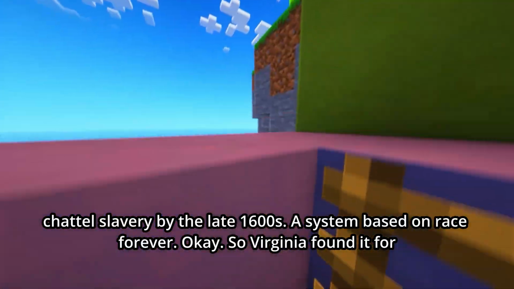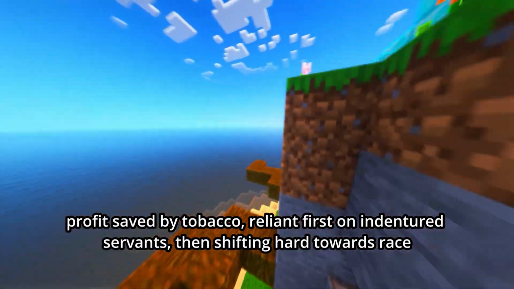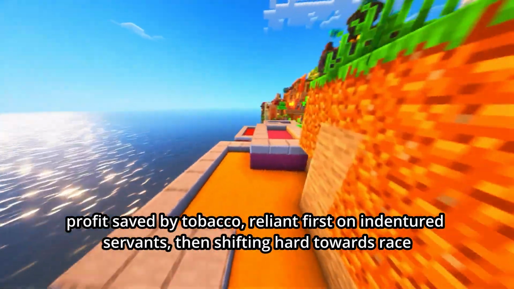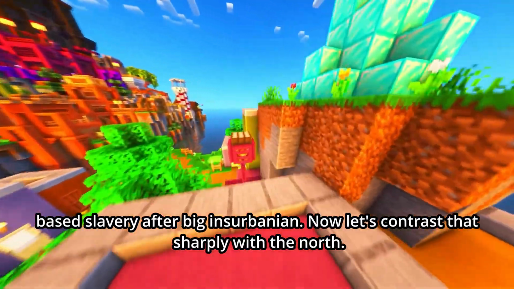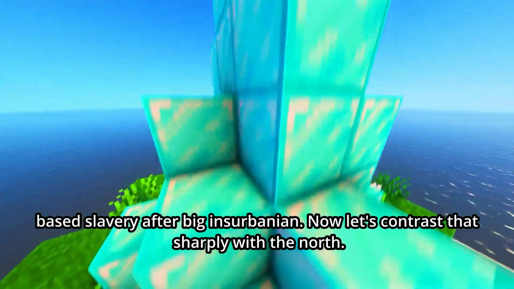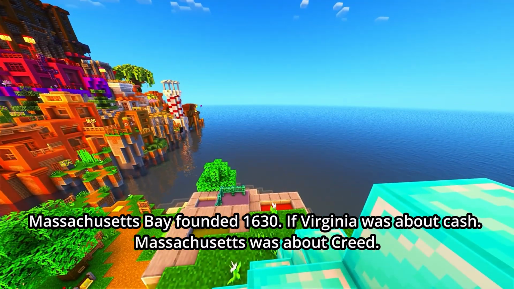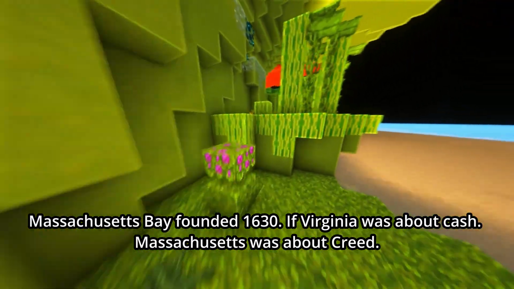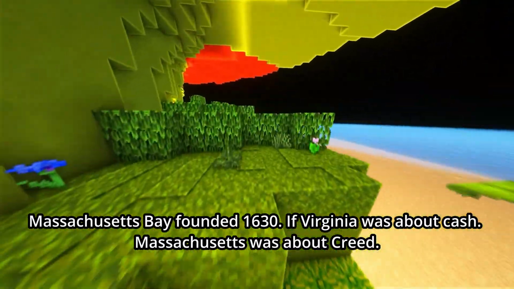Okay, so Virginia, founded for profit, saved by tobacco, reliant first on indentured servants, then shifting hard towards race-based slavery after Bacon's Rebellion. Now let's contrast that sharply with the North. Massachusetts Bay, founded 1630, and Virginia was about cash. Massachusetts was about creed. Absolutely.